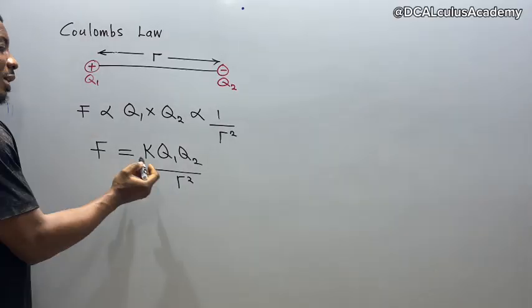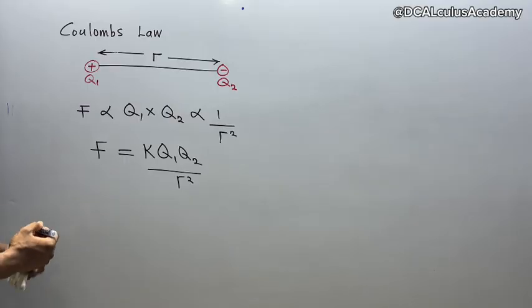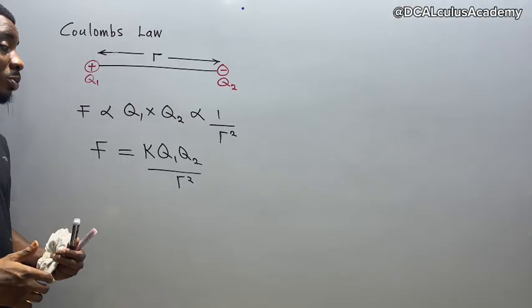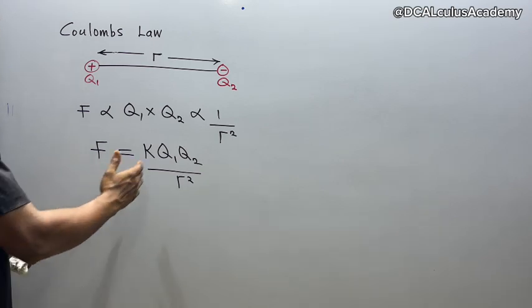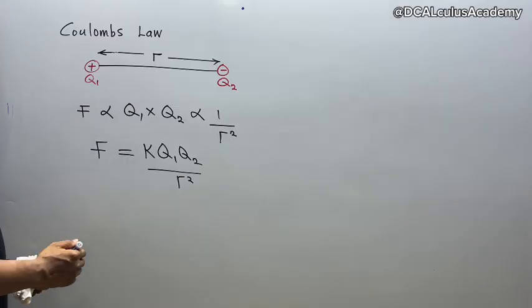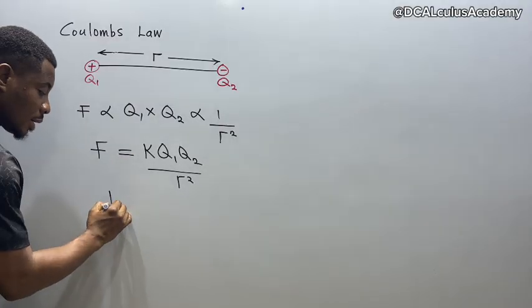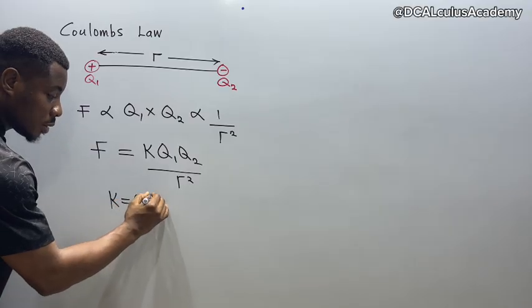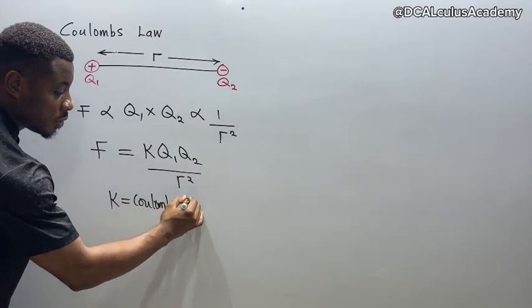Now, remember that this K is the constant of proportionality. It's called Coulomb's constant. Q is our charge, and the unit for charge is coulombs. So we could say that K is Coulomb's constant.